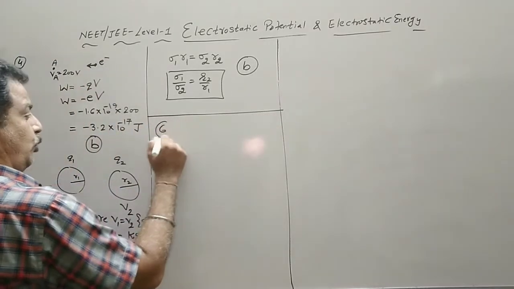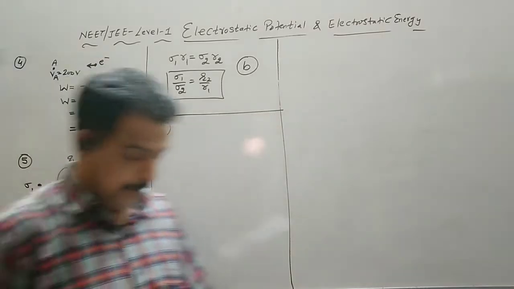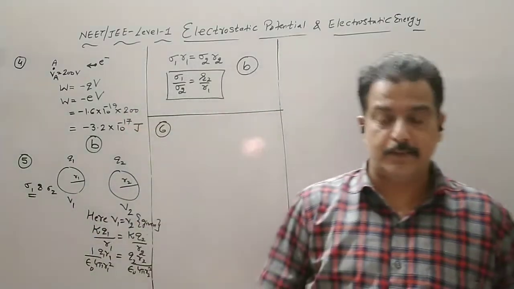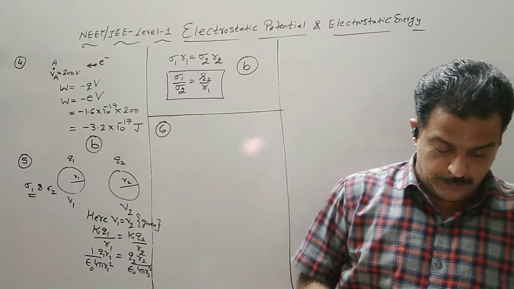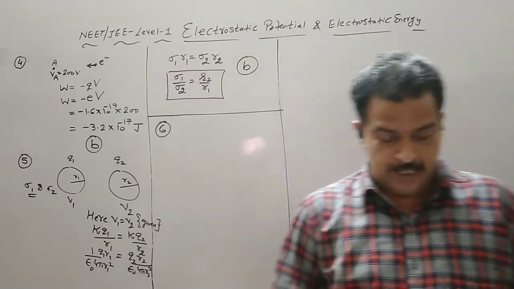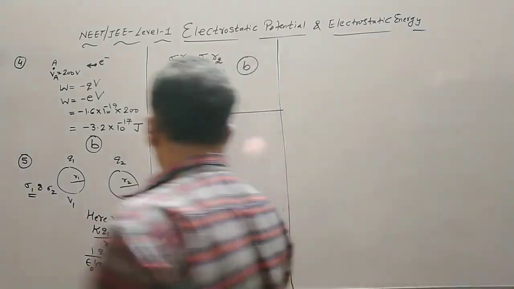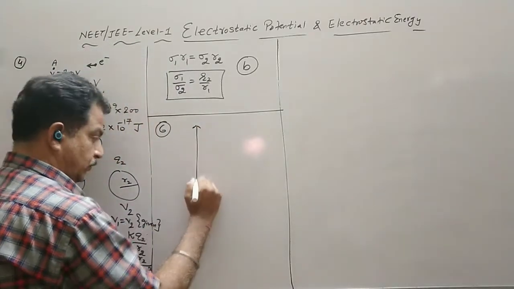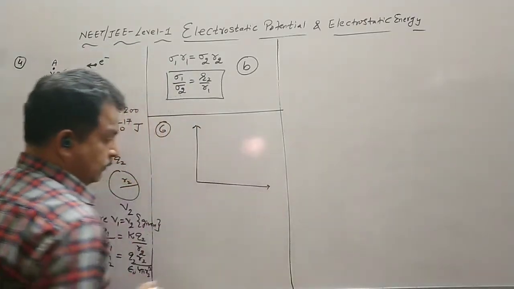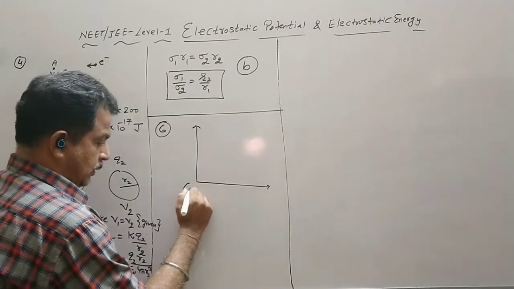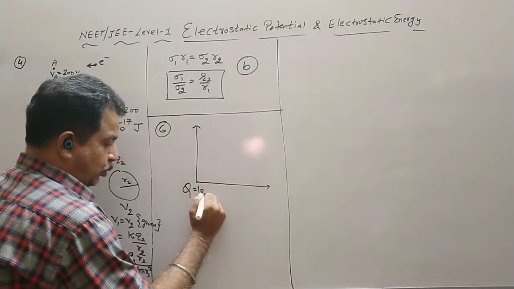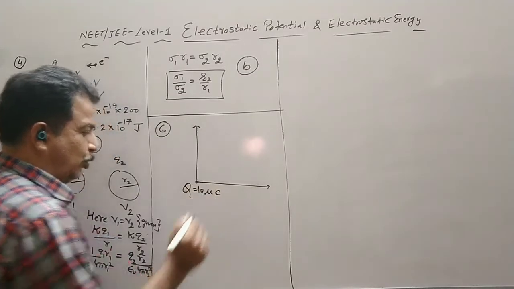Now let us come to MCQ number 6. A charge 10 microcoulomb is kept at the origin of the XY coordinate system. So we have a charge, say capital Q, that is, let us assume it is a source.